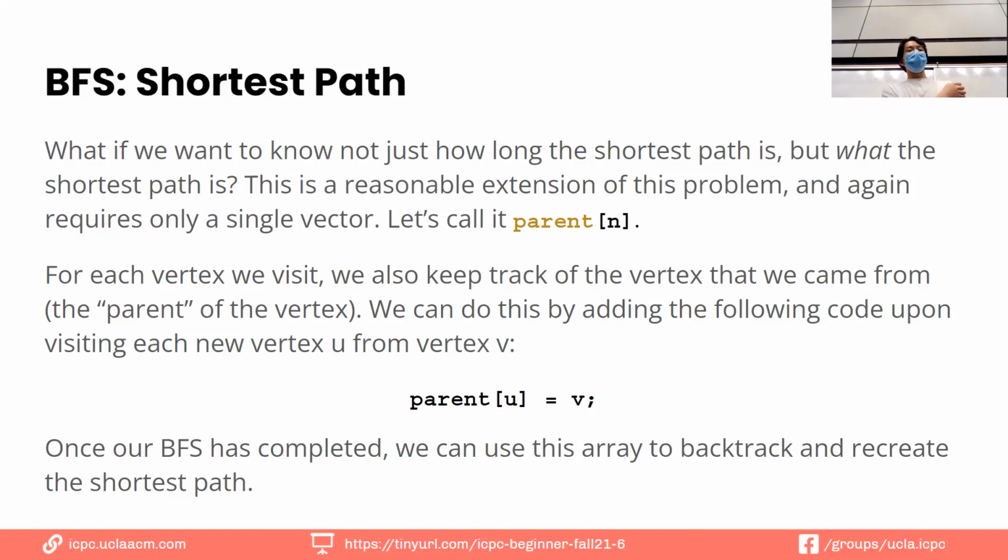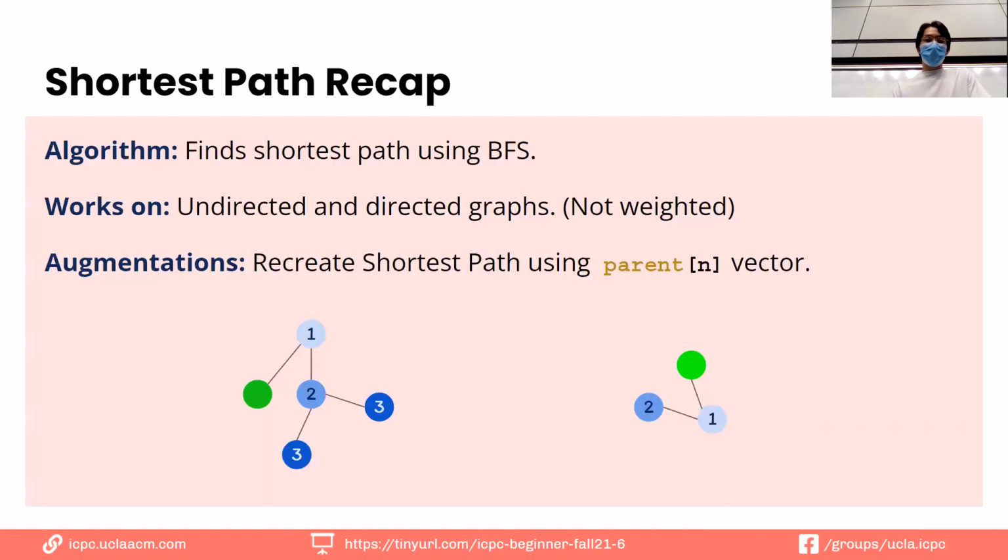So once our BFS is done, we can use this array to backtrack. So a recap of the shortest path, we're going to be using BFS. This works on both undirected and directed graphs. However, this does not work for weighted graphs because some edges might be longer than other ones, and we don't keep track of that.